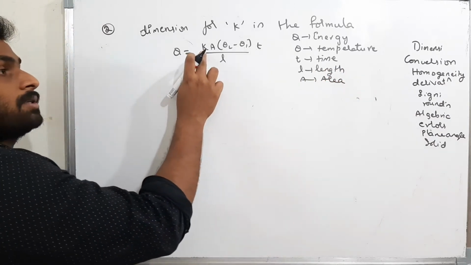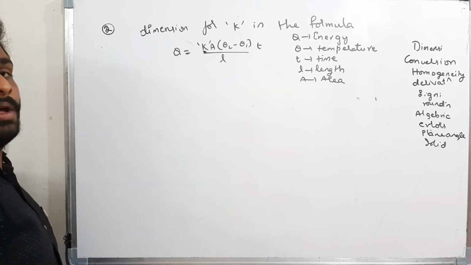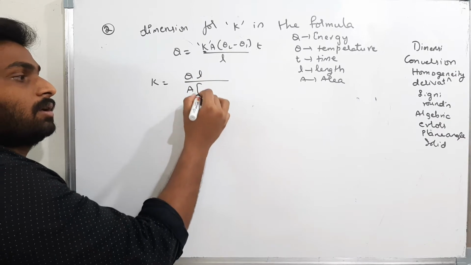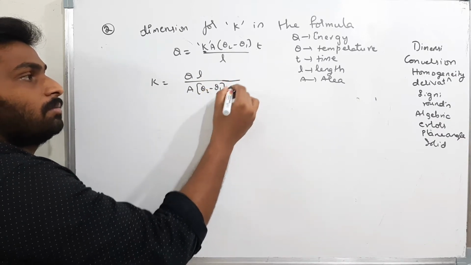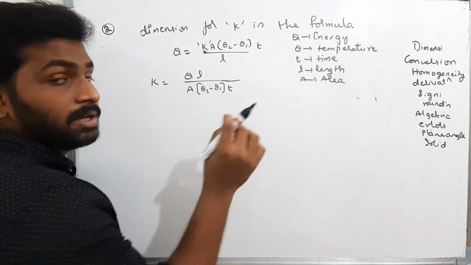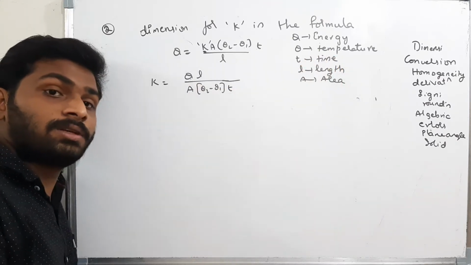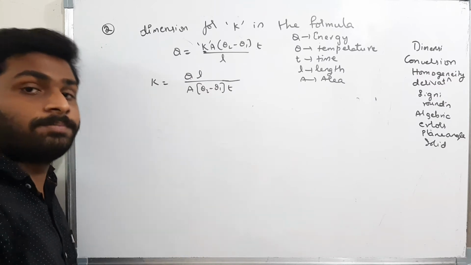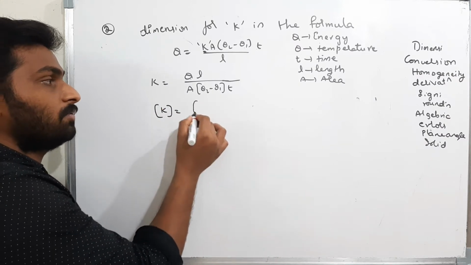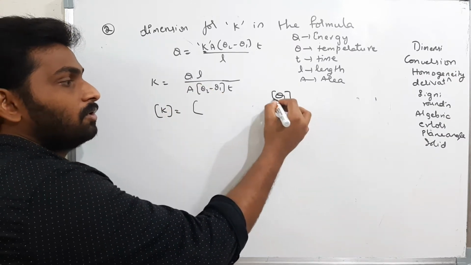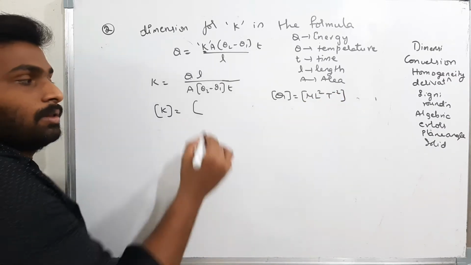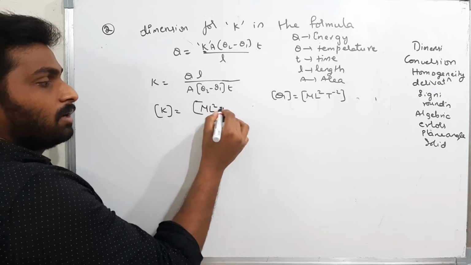Now they told us to find the dimension for k. What is k? K is nothing but Q L by A, theta 2 minus theta 1, into T. Now, what is Q? Q is energy. The dimension formula for energy is the same as the dimension formula for work, that is force into displacement. Therefore, the dimension formula for Q is M L square T power minus 2.